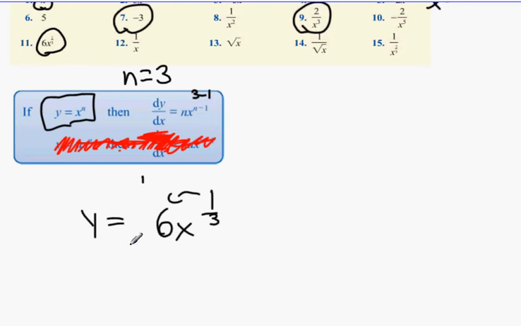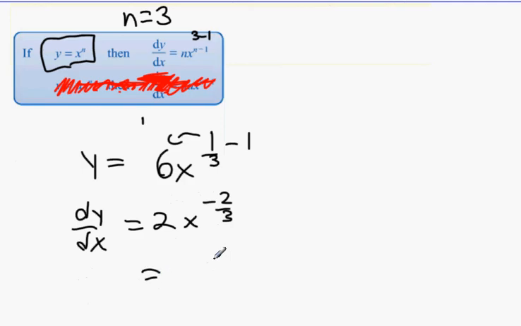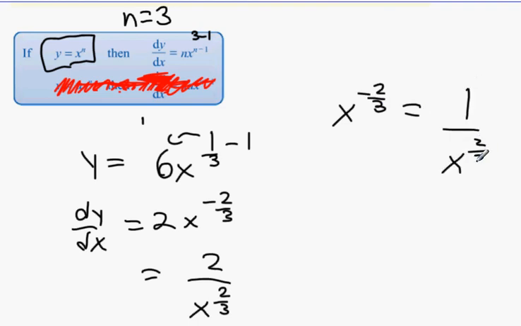Bring down the third and multiply it by 6. So a third times 6 is 2. Take 1 away from a third: a third minus 1 is minus 2 thirds. You can also change that into 1 over x to the power of 2 over 3. You can change x to the power minus 2 over 3 into 1 over x to the power 2 over 3 from the rules of indices.